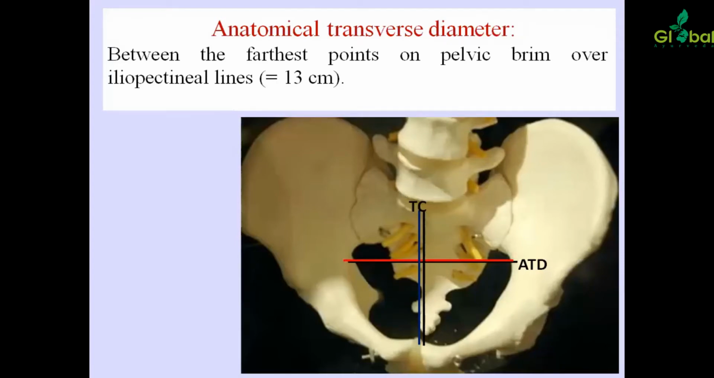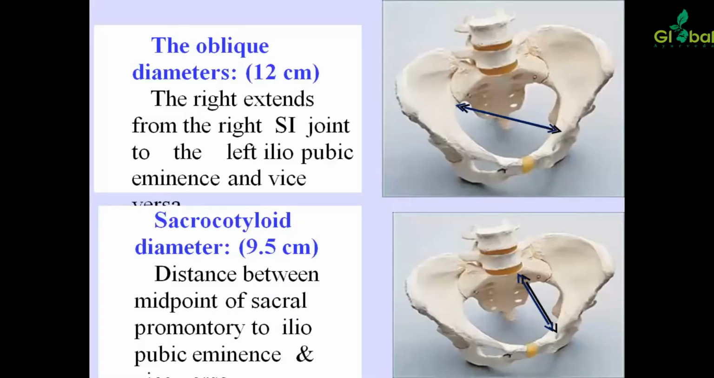Then the transverse diameter of the pelvic inlet. This is the distance between the two farthest points on the pelvic brim over the iliopectineal lines, and this measures about 13 centimeter. Then the oblique diameter extends from the right sacroiliac joint to the left iliopubic eminence, and this measures 12 centimeter, and vice versa. Sacrocotyloid diameter is the distance between the midpoint of the sacral promontory to the iliopubic eminence on the same side, and this measures about 9.5 centimeter.